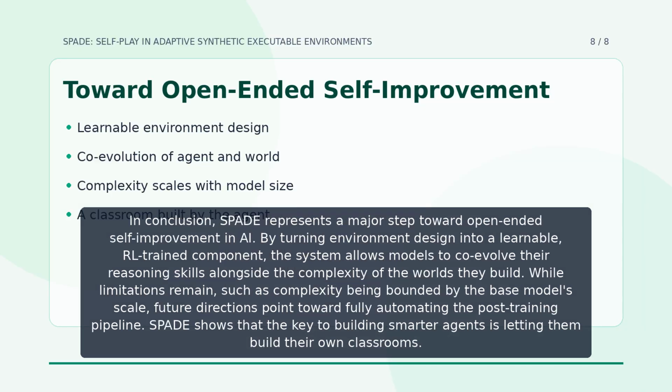In conclusion, SPADE represents a major step toward open-ended self-improvement in AI. By turning environment design into a learnable, RL-trained component, the system allows models to co-evolve their reasoning skills alongside the complexity of the worlds they build. While limitations remain, such as complexity being bounded by the base model scale, future directions point toward fully automating the post-training pipeline. SPADE shows that the key to building smarter agents is letting them build their own classrooms.